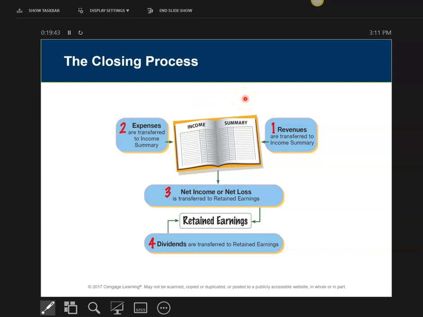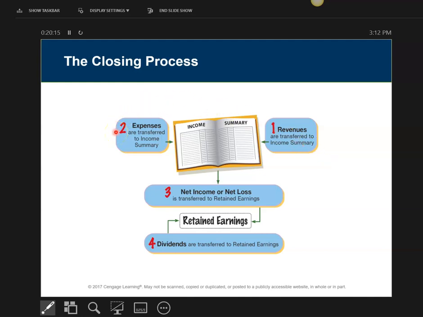Step number 1. Number 1, I'm going to close revenues to income summary. Close revenues to income summary. That means, because of the balance on revenues, which is credit, that means I will debit the revenue and credit the income summary. Always debit my revenues, credit my income summary. That's step number 1. I'll explain what income summary is in a minute.